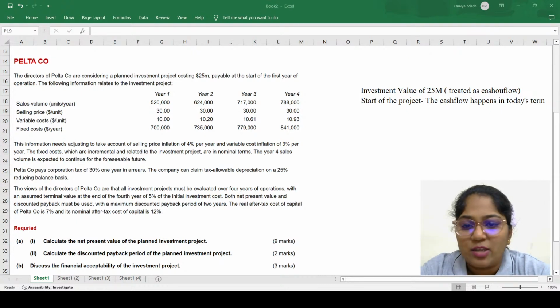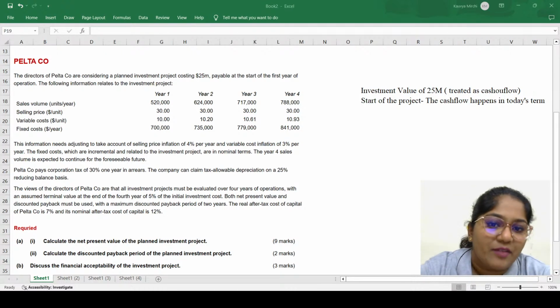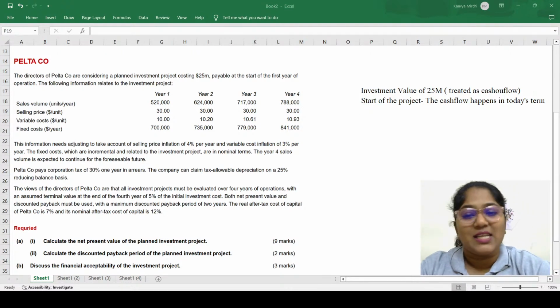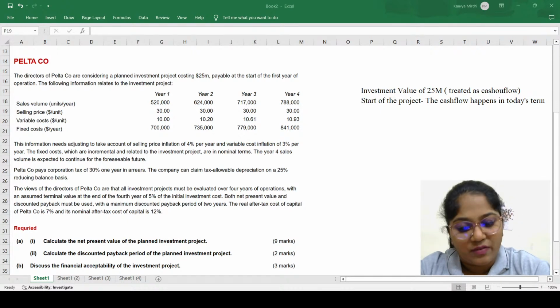Both the net present value and discounted payback period must be used with a maximum discounted payback period of 2 years. The real after tax cost of capital of Pelta company is 7% and its nominal after tax cost of capital is 12%. They've directly given nominal. Guys, unless they mention which cost of capital you have to use, I would suggest you please use the nominal rate. Do not use real. Okay? All right, let's get started, everyone.